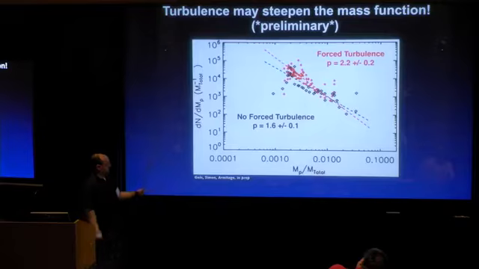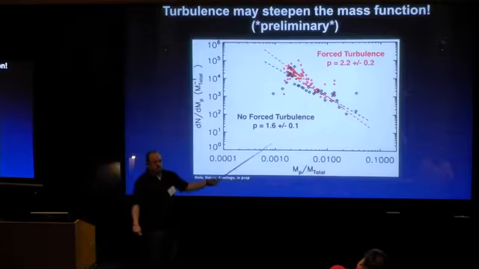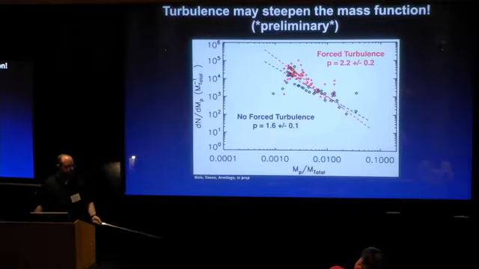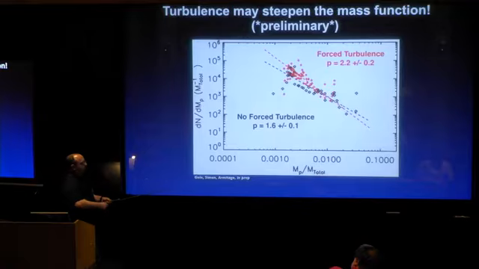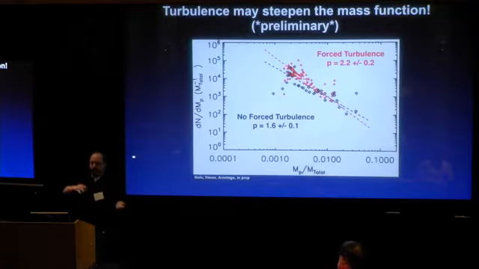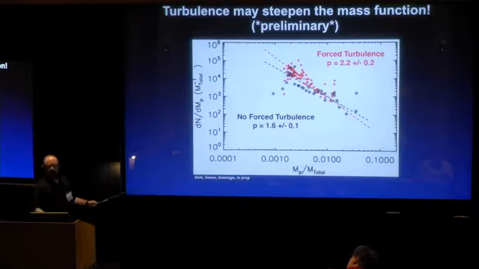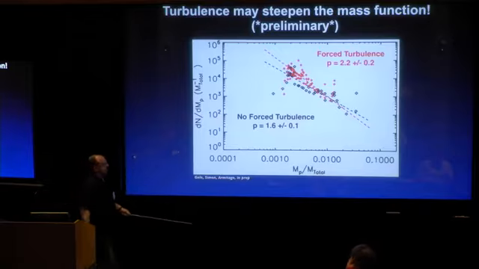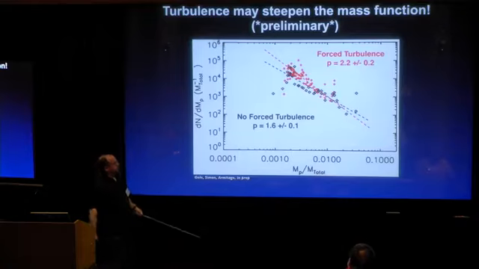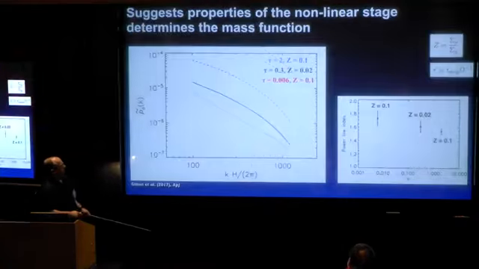Now, this was an older result. It didn't have that advanced clump finding algorithm, hence the statistics aren't as good. So this needs to be looked at further, but it's intriguing, right? If we have turbulence and it makes things steeper, will it make the cumulative mass function look different and not so shallow on the low mass end? Very preliminary.